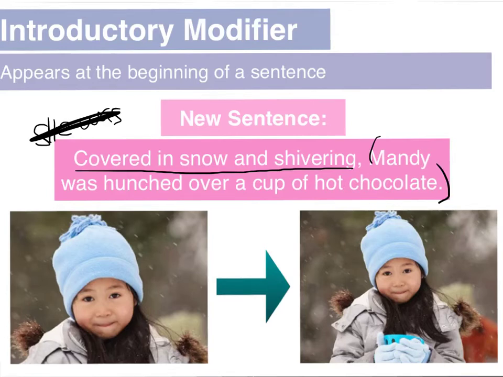So what this does is it effectively brings you in close for this close-up of Mandy, right? It's giving you a little bit of detail, so you see the snow, and you can imagine her shivering a little bit. And then it pans out a little bit. It's more mid-shot of her. And you see then the cup of hot chocolate that she's got in her hands to keep warm.